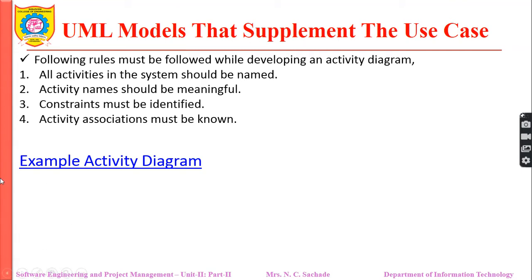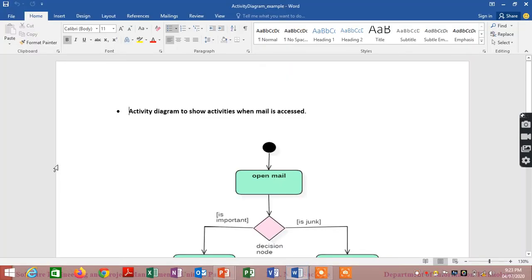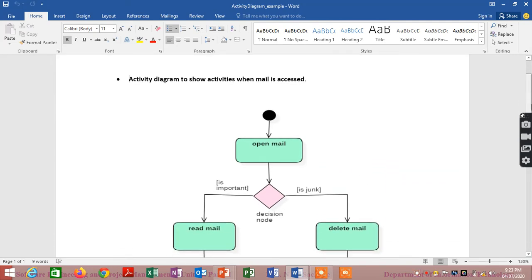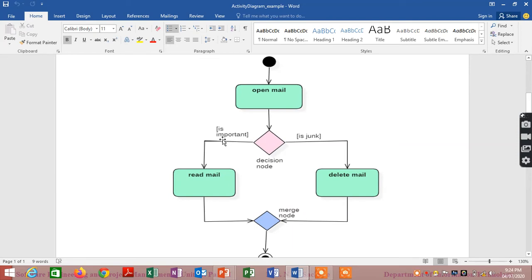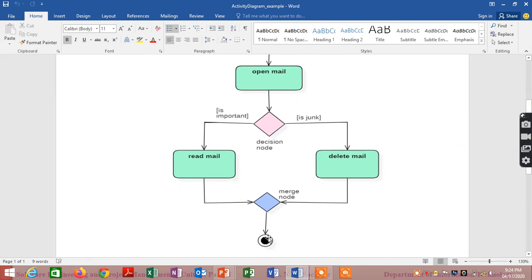So now we are going to see a very simple example of activity diagram. You know, the task is to access the email. So what I have to do is open mail. Then there are two ways here now, if it is important and if it is junk. So that is why a decision node is used. So if it is important, the user is supposed to read it and come to the merge node, and if it is junk, then it is to be deleted and the user comes to the merge node, and then we are going to come towards the end activity, end state. Okay, so this is how I have shown you a very simple flowchart kind of diagram.